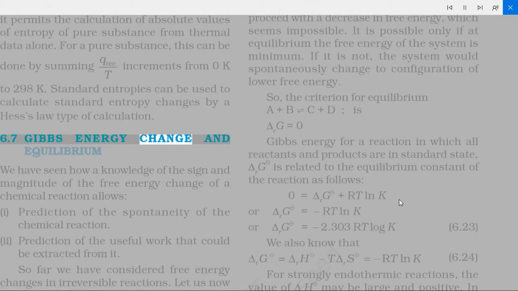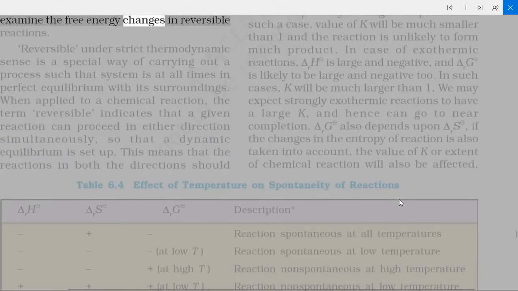6.7 Gibbs energy change and equilibrium. We have seen how a knowledge of the sign and magnitude of the free energy change of a chemical reaction allows: 1. Prediction of the spontaneity of the chemical reaction. 2. Prediction of the useful work that could be extracted from it. So far we have considered free energy changes in irreversible reactions. Let us now examine the free energy changes in reversible reactions.